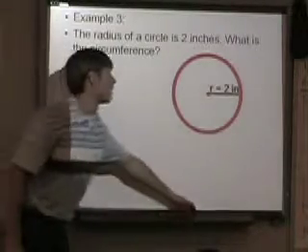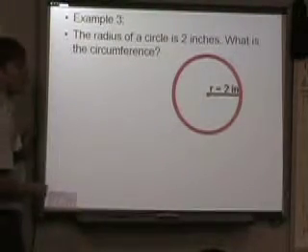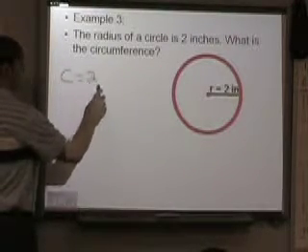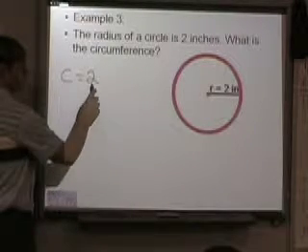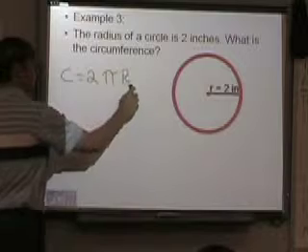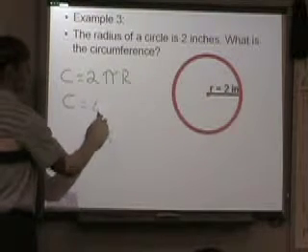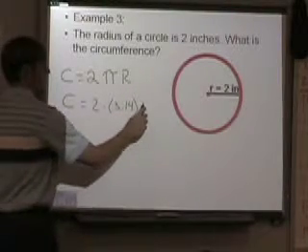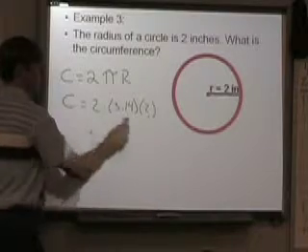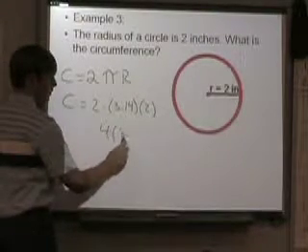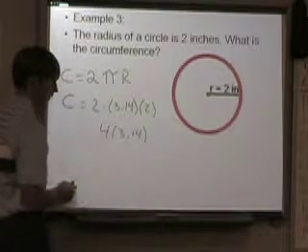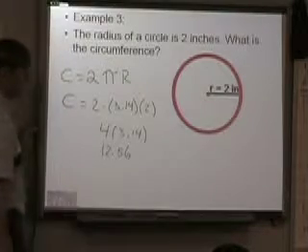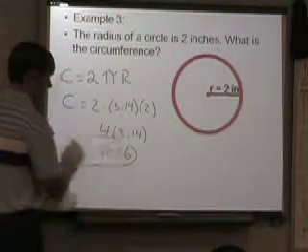So now look at this one. The radius of a circle is 2 inches. What is the circumference? What formula will we use? C equals 2 pi r. 2 pi times the radius. So the circumference is going to equal 2 times 3.14, because that's what pi is, times 2. So 2 times 2 is 4, times 3.14, which is going to be 12.56. So this is the circumference of this circle right here.